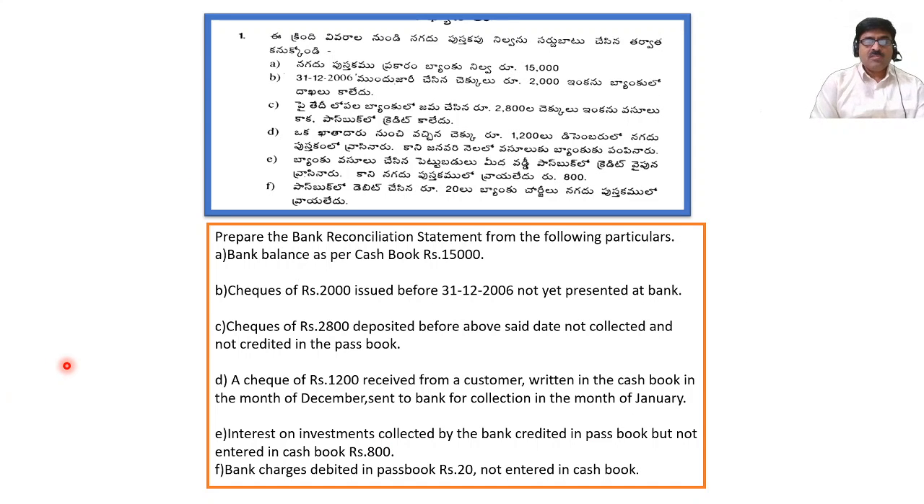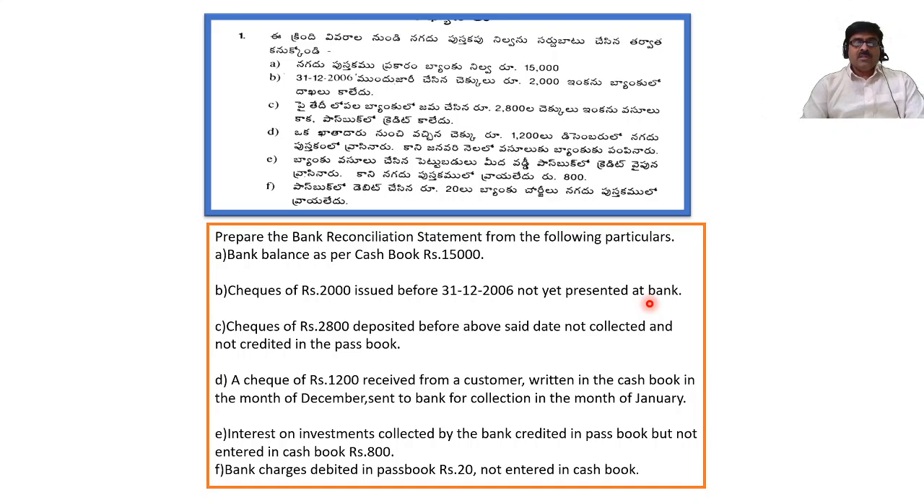Yes, one more illustration. Prepare the bank reconciliation statement from the following particulars. Bank balance as per cash book 15,000. Checks of rupees 2,000 issued before 31/12/2006 not yet presented at bank. We are preparing with bank balance as per cash book 15,000. This is a favorable balance, not an overdraft. Cash book is showing debit balance of 15,000 and passbook is showing credit balance of 15,000. Checks 2,000 issued before 31/12/2006 not presented at the bank.